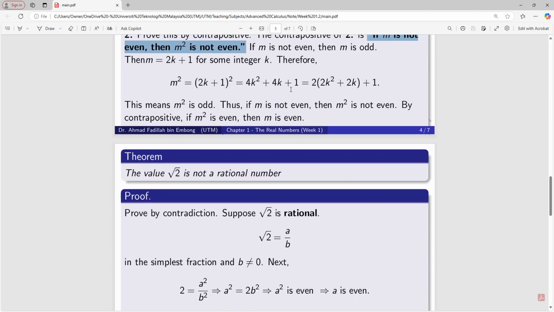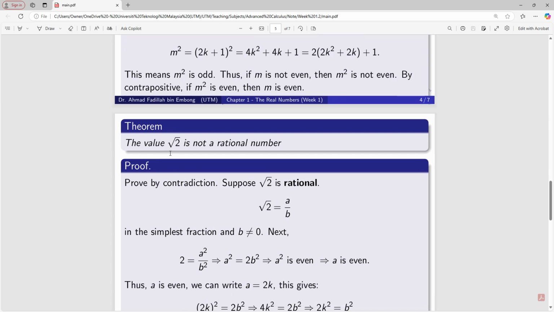Okay, so now we come to the most important part of our lesson, which is we want to show that the value square root of 2 is not a rational number. So we are going to prove this one by contradiction. To prove this one, we suppose the opposite of what we want to prove. We want to prove it is not rational, right?